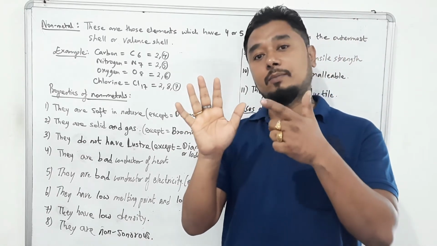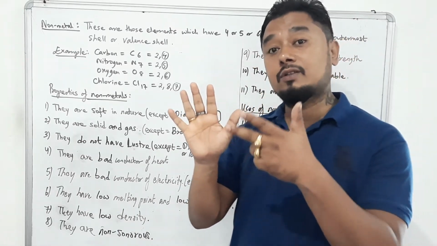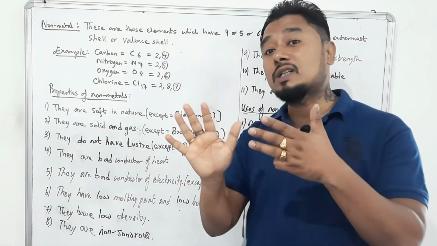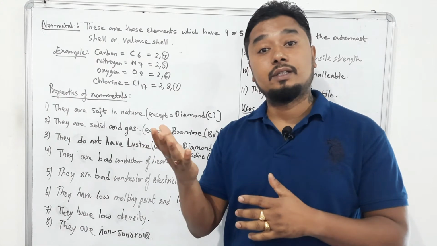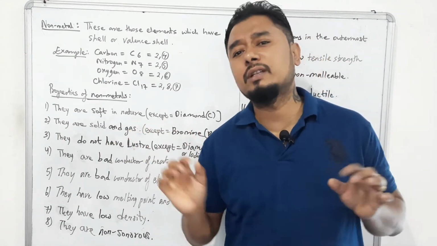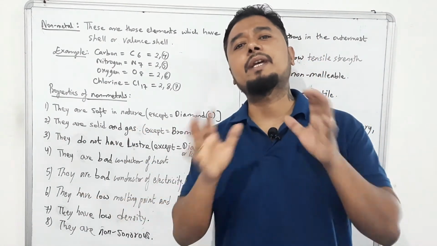Metals are hard, non-metals are soft. Metals are malleable, non-metals are non-malleable. Metals are ductile, non-metals are non-ductile. 10 points. Metals are solid, but non-metals are solid and gas. That is only a little bit of confusion, but the rest of the 10 properties are enough.